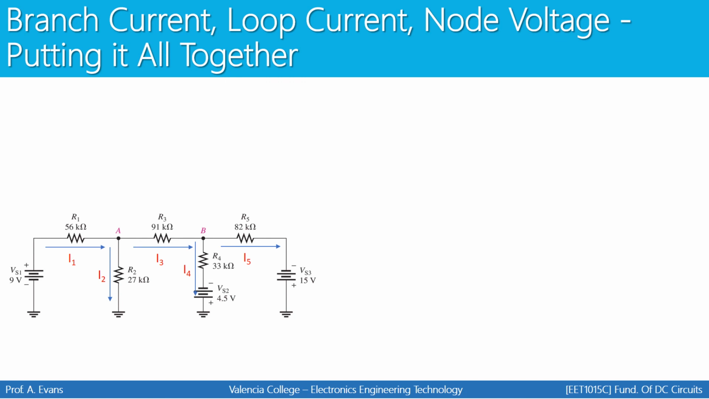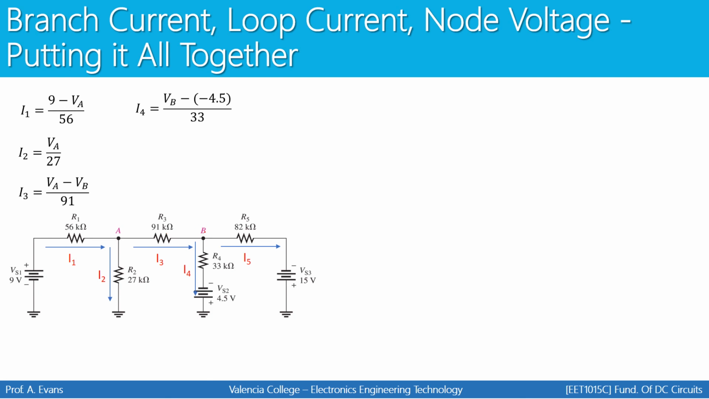There are the branch currents. We have to write an equation for each one of these currents in terms of a voltage drop divided by a resistance along that path. I1 is going to be 9 volts, because we have 9 volts here, minus the voltage at point A, divided by 56. I2 is going to be VA minus nothing, divided by 27. I3 is going to be VA minus VB divided by 91.